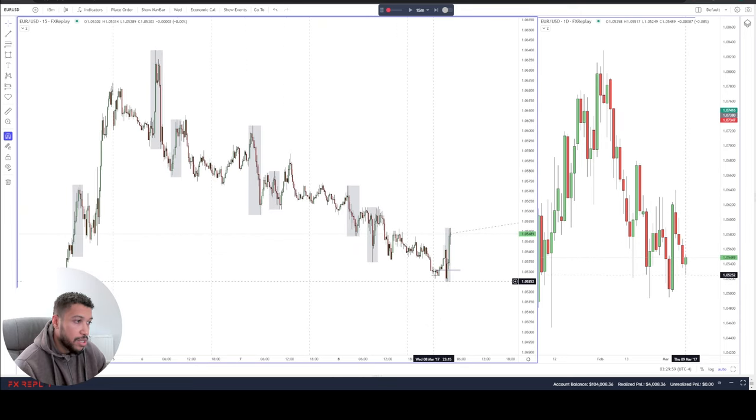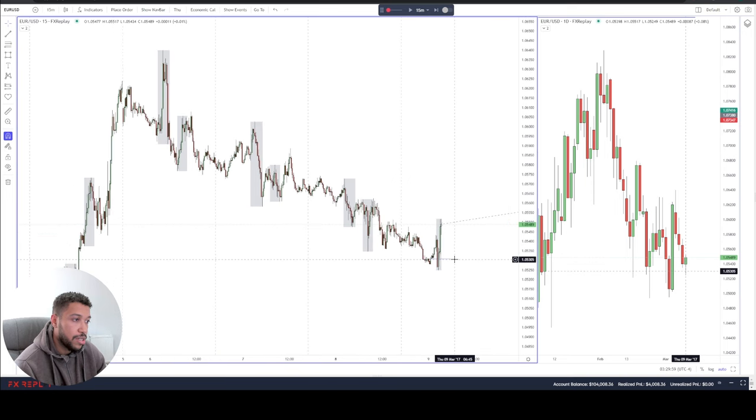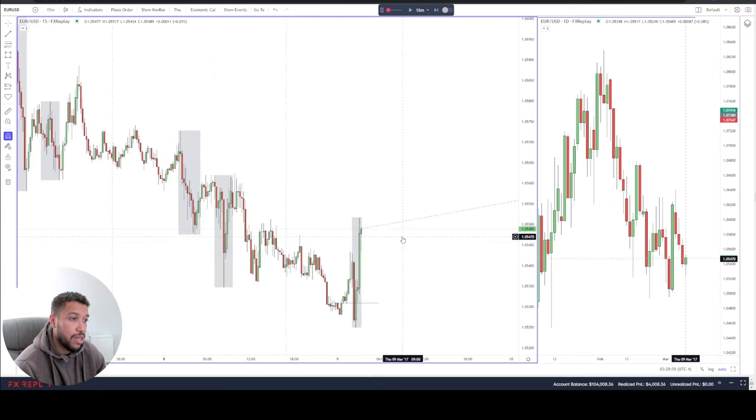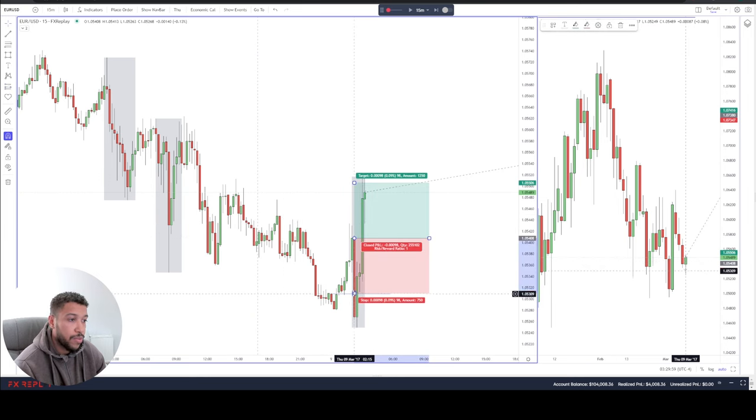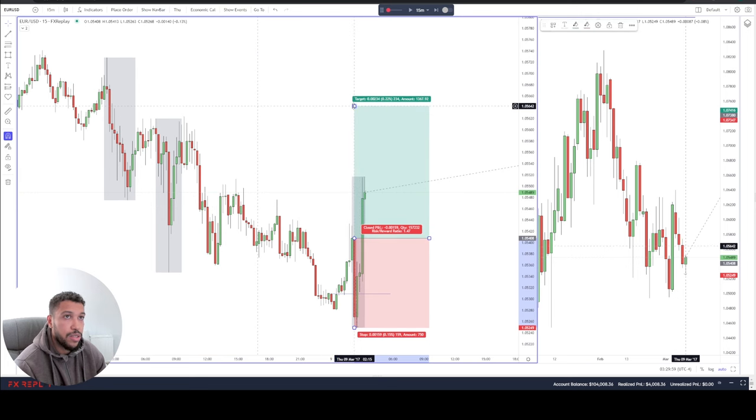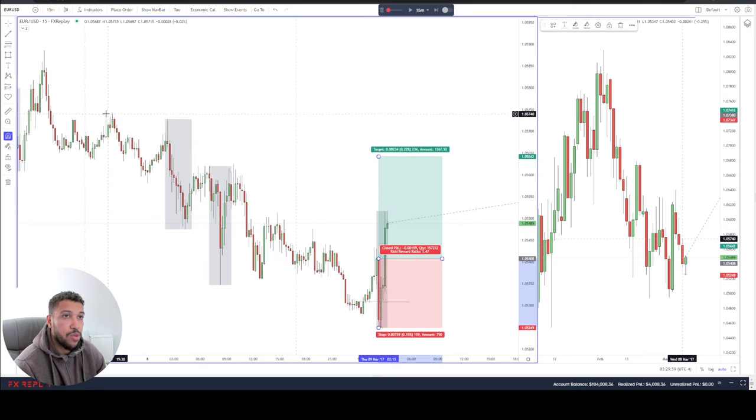Okay, so price has come down. The first time we took the low here, and then we come down a second time and price has displaced higher. So what I'm going to do is set a long position at this order block, and I'm going to target these relative equal highs up here. So that's another 1 to 2.